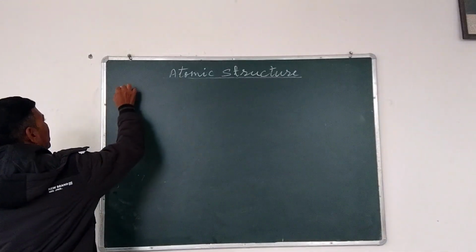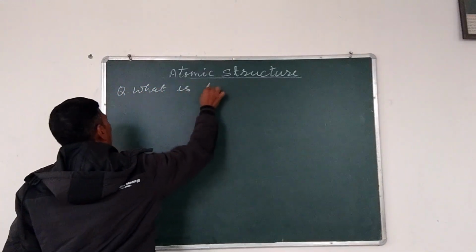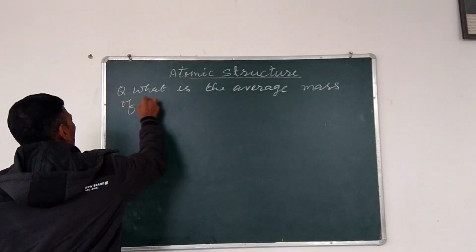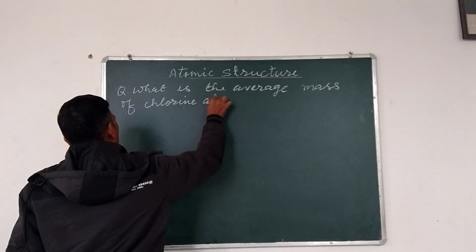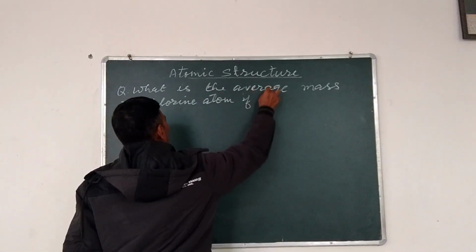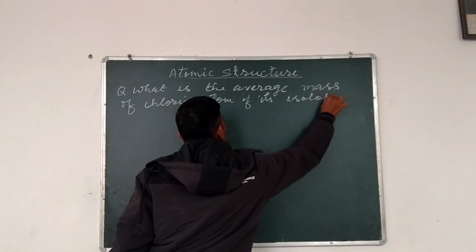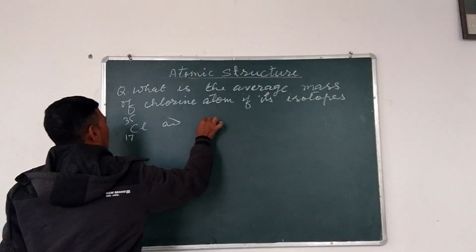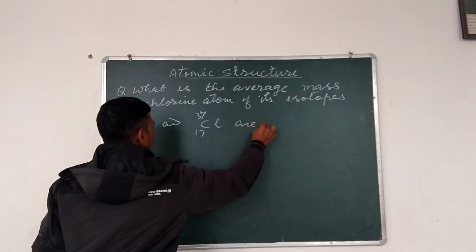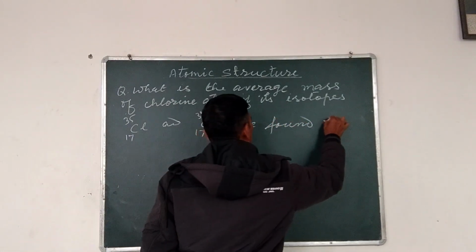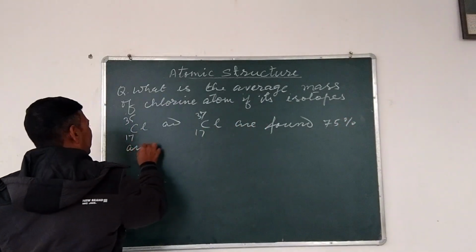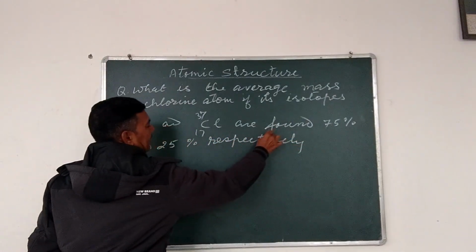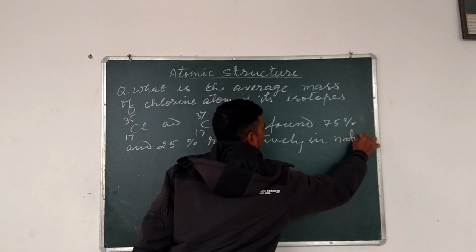What is the average mass? The question is, what is the average mass of a chlorine atom if its isotopes chlorine 35 and chlorine 37 are found 75% and 25% respectively in nature.